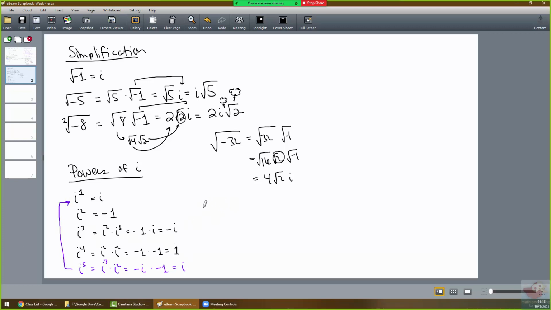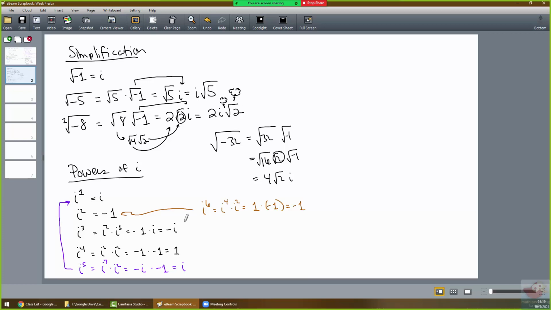And then if we had i to the sixth, let's do 4 and 2. i to the fourth is 1, i squared is negative 1. Notice we get negative 1, which is the same thing as i squared. So hopefully what you're seeing is it's starting to repeat. So i to the seventh will be the same as i cubed. It'll just be negative i. i to the eighth will be the same as i to the fourth.